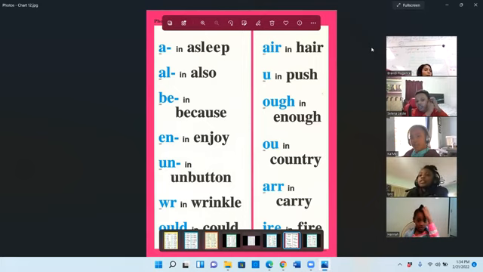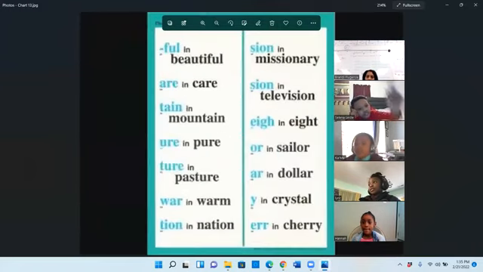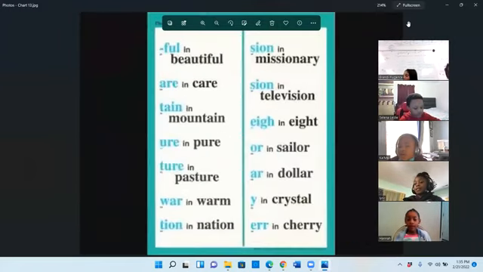13. OUGH says up and enough. OU says in country. ARR says air and carry. IRE says ire and fire. All right, and chart 13, last one. Ready? FUL says full and beautiful. ARE says air and care. T-A-I-N says ton in mountain. U-R-E says your in here. T-U-R-E says chur in pasture.